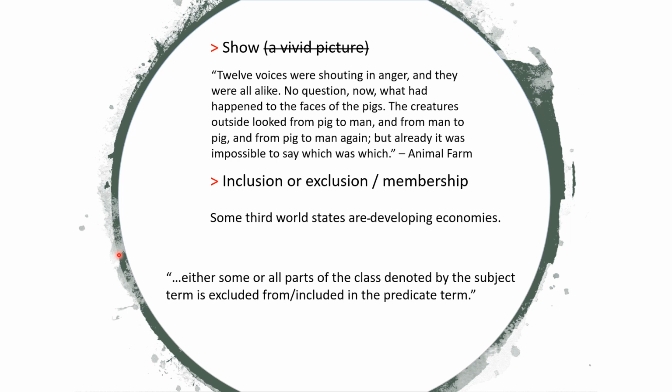So when you talk about developing economies, you realize that some of these developing economies are third world states, or that there are members in the class of developing economies that are third world states. So that's what the proposition does. It shows a clear picture, or maybe not so clear a picture, and at the same time, it provides a relationship of exclusion and or inclusion, in other words, of membership.